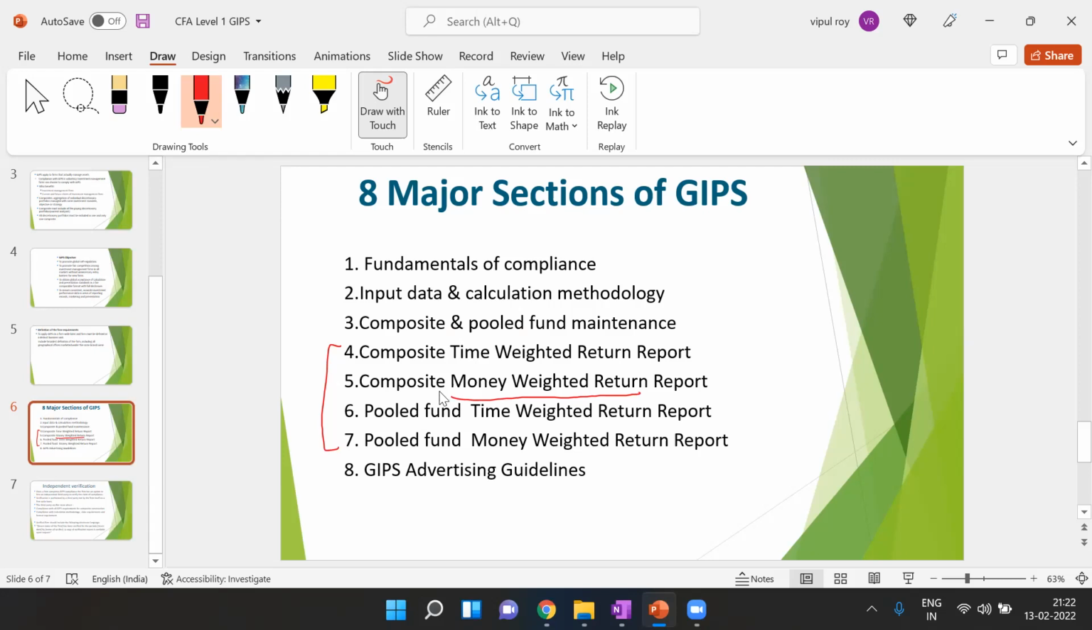So there are different ways in which you can create a composite. Either you can go for a time weighted return or you can go for money weighted return. The same concept applies for pooled funds also. Sections 4 to 7 contain required and recommended procedures for reporting the performance of composites and pooled funds, as well as the necessary disclosures.